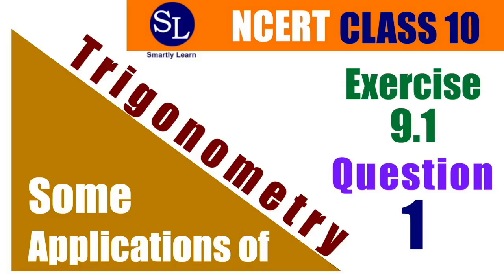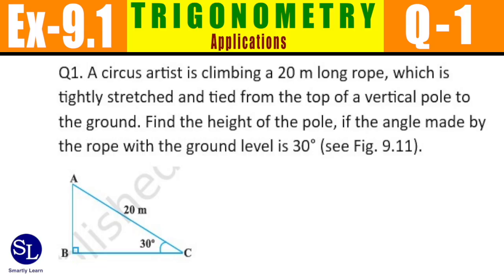In this video, we are starting with a new lesson, some applications of trigonometry. Let's take the first question from this exercise 9.1. A circus artist is climbing a 20-meter long rope which is tightly stretched and tied from the top of a vertical pole to the ground. Find the height of the pole if the angle made by the rope with the ground is 30 degrees.